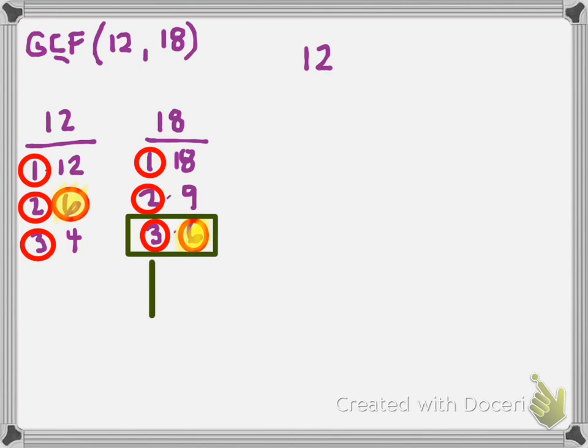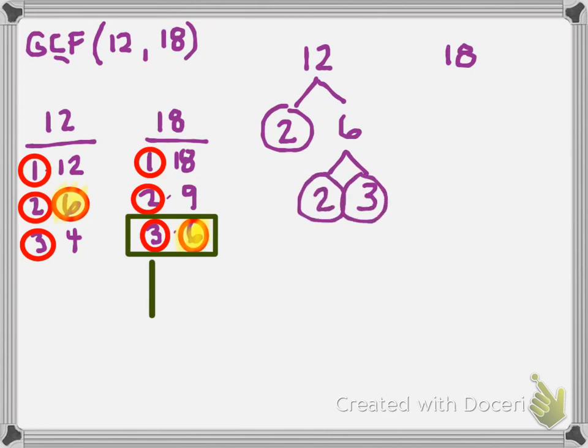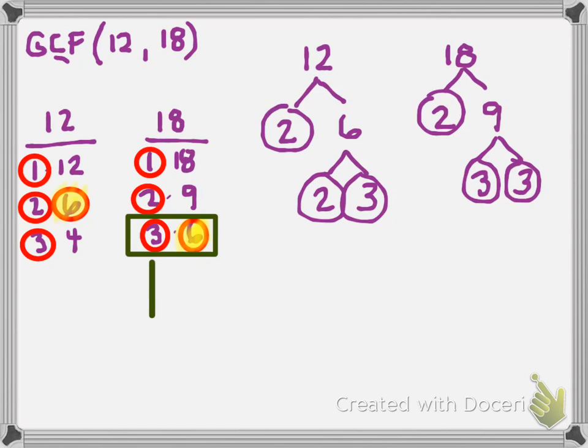I think this is a better way. It's called the prime factorization. Just find ways to multiply to get 12. 2 times 6. 2 is a prime number. 6 is 2 times 3. These are both prime numbers. Look at 18. 18 is 2 times 9. 2 is a prime number. 9 is 3 times 3. Those are prime numbers. Find what's common. Well, this 2 matches that 2. And this 3 matches that 3. So my common factors are 2 and 3. If I multiply them back together, I find that the GCF is 6.